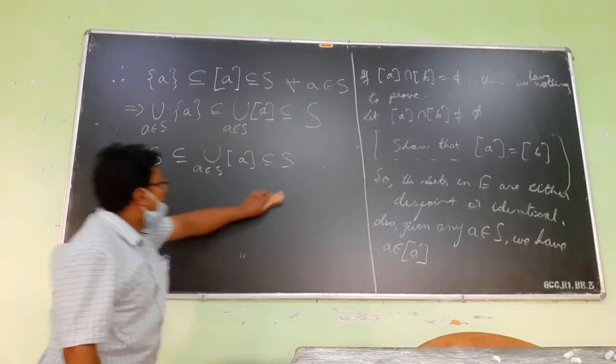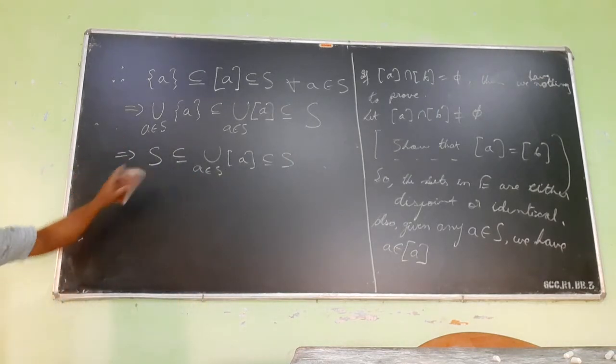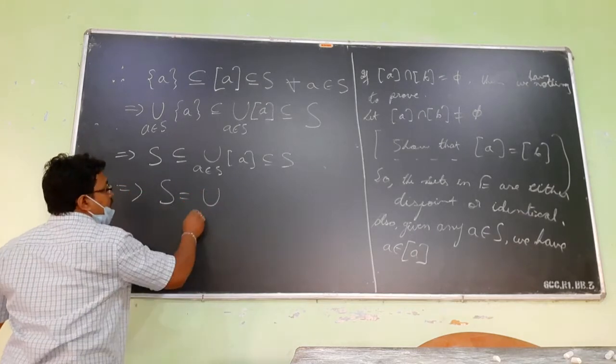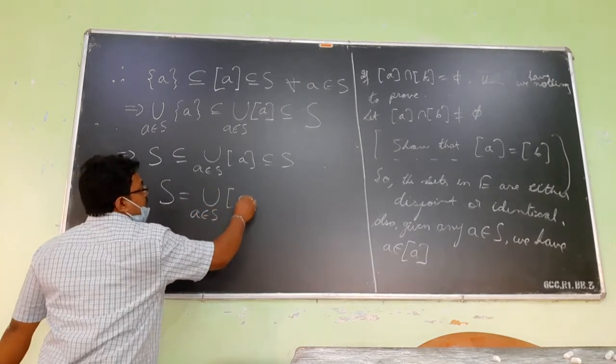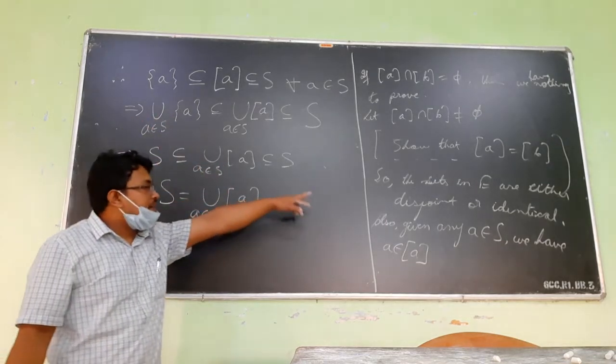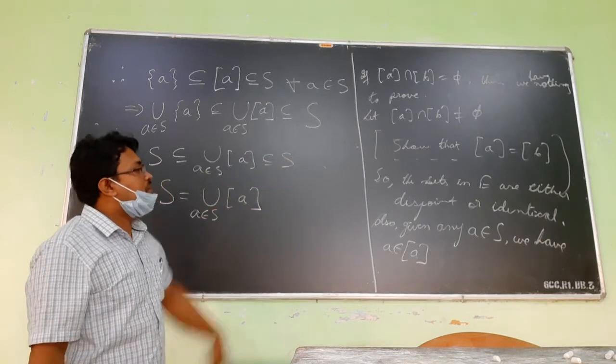Now union of all singleton subsets of S is the set S. Okay, so from here I have got S is the union of A belongs to S of singleton. So the union of members in E is equal to S. Okay. So everything is satisfied. E satisfies all conditions of partitions.